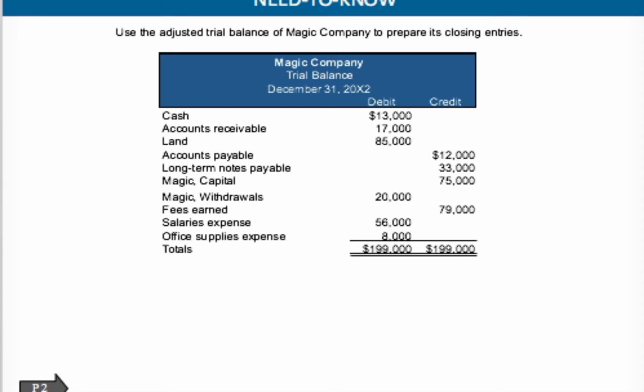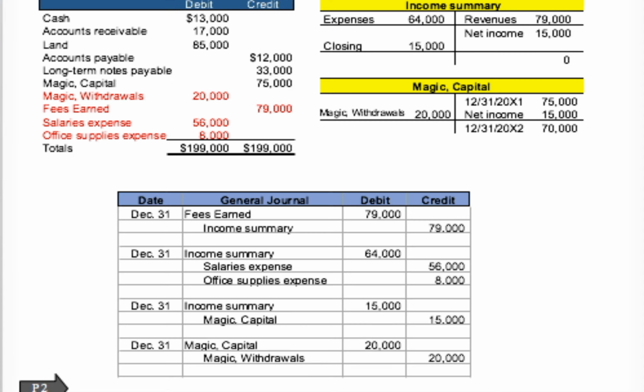So here's an example of that happening. Okay, we're going to use the adjusted trial balance of Magic Company to prepare the closing entries following the steps we saw in the previous slide. So as we talked about, permanent accounts are balance sheet accounts. The company has total assets of $115,000, total liabilities of $45,000, and the remaining accounts are equity accounts.